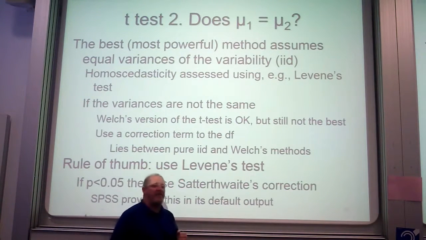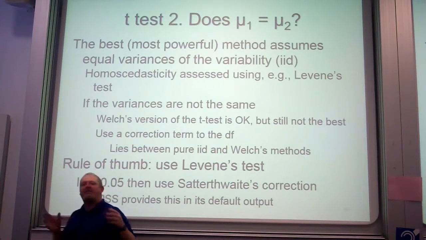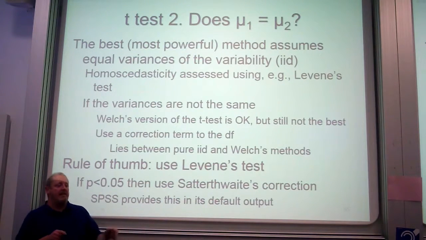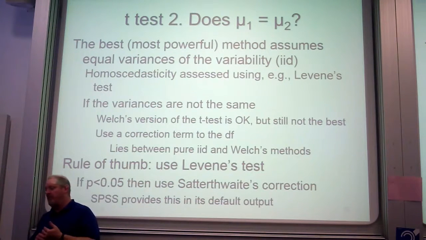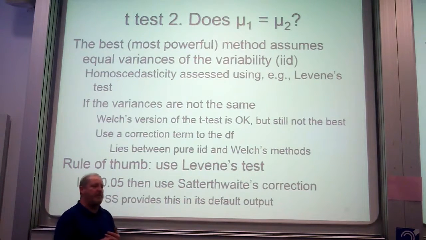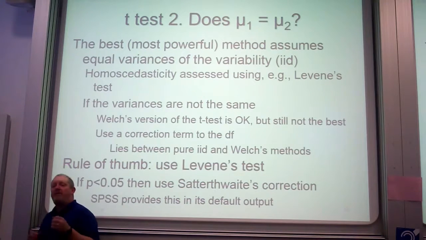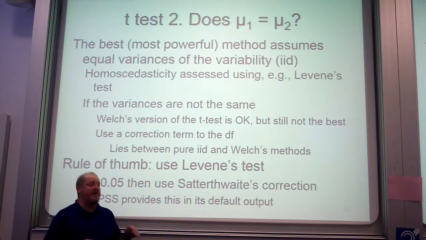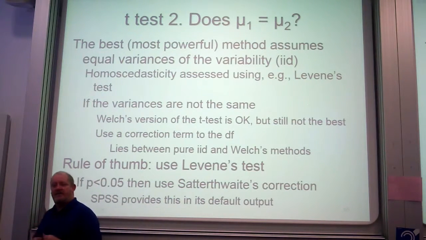The best method, when we say best, we mean the most powerful one, the one that maximizes the chance of detecting a difference, if there is one, is with this assumption that the spreads of the two distributions are the same. Okay, so it makes them IID, independent and identically distributed. What we do to check if that is the case is look at Levene's test. I know that Kira went over this, showed you how to do this in the second year.